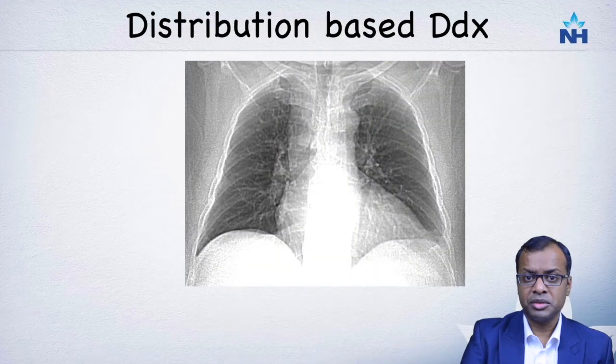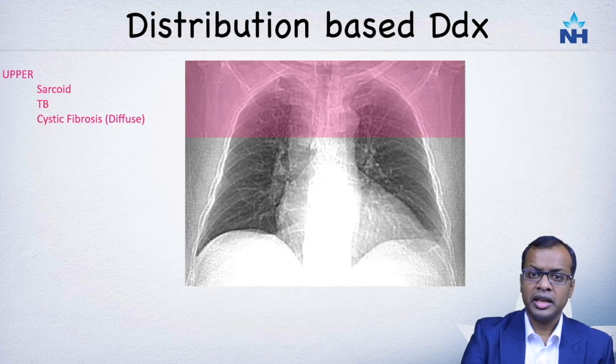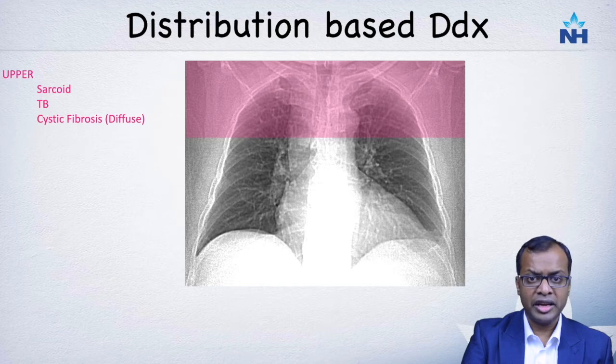Let's look at the distribution-based differential diagnosis. Now, if we see this as a lung of a normal patient, there are specific pathologies which cause bronchiectasis in the upper zones, especially TB and sarcoid, which we all are very commonly associated with and treat in our day-to-day practice. The other common thing that you may find in the upper lobes is cystic fibrosis. It can also be diffuse in nature, but classically it starts in the upper lobe.